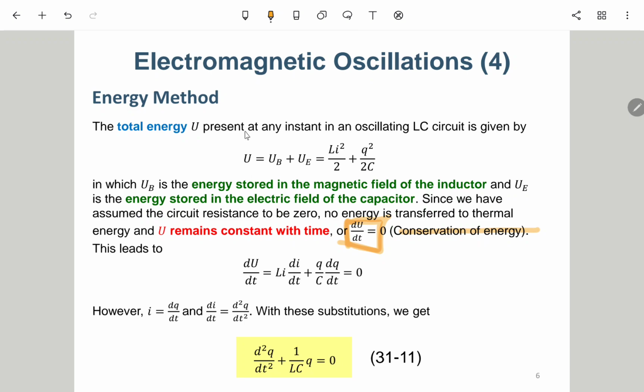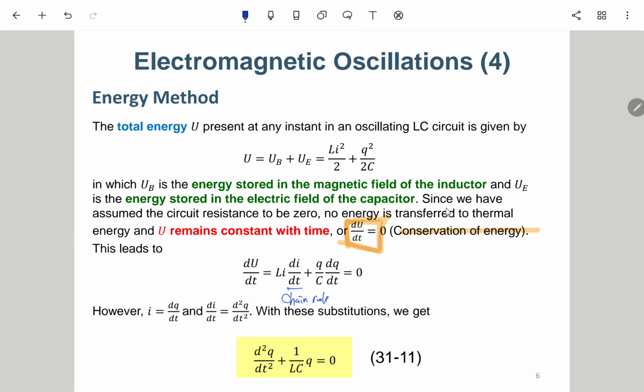So we try to take the derivative of this expression and make it equal to 0. Here L is a constant, so L goes in the front, and then for i squared, taking the derivative becomes 2i. So the 2 cancels with the 1/2, and we only have i. And then we also have the chain rule, so we need to take the derivative of i, so we have di/dt here.